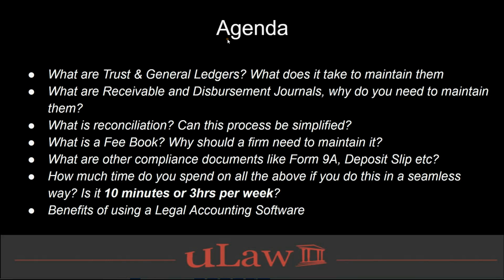And once you've taken care of your trust and general ledgers, and your reconciliation to begin with, then we look at the journals, which are important documents that give you a different perspective of a data set compared to ledgers, and some jurisdictional documents such as Form 9A, and some additional documents like the fee book and deposit slip. These are all important elements of your readiness towards an audit, and some of the important bookkeeping compliance documents that are expected from you if and when you're asked for them in an audit.